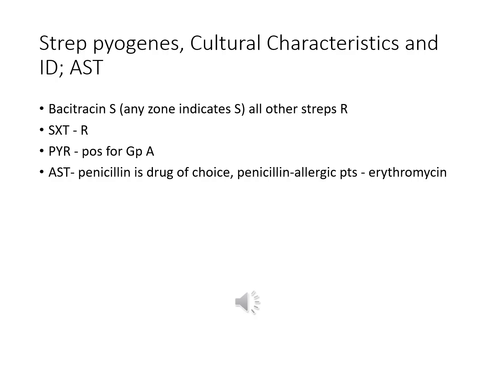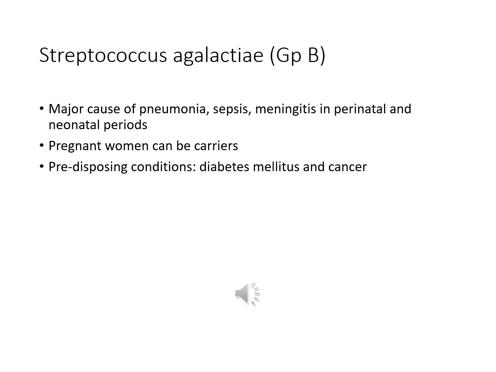So let's transition to Streptococcus agalactiae, or group B. Remember that the A's don't go together, so Streptococcus agalactiae is group B. The major cause of pneumonia is caused by this. Also, it can cause sepsis and meningitis in perinatal and neonatal periods. And remember, some pregnant women can be carriers of group B strep. Also, people who have predisposing conditions for group B can include patients with diabetes mellitus and cancer.